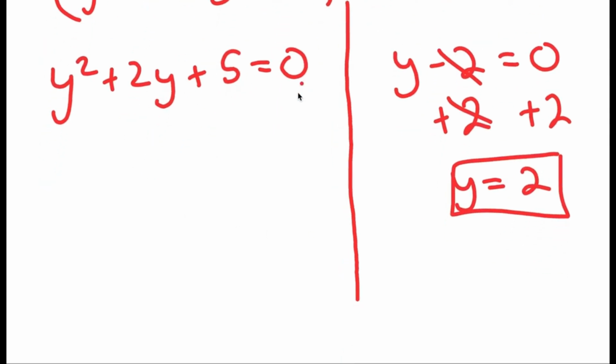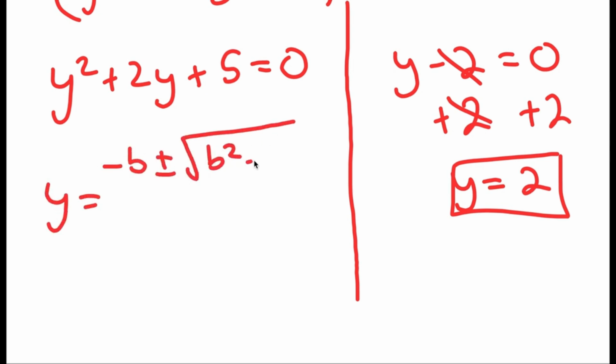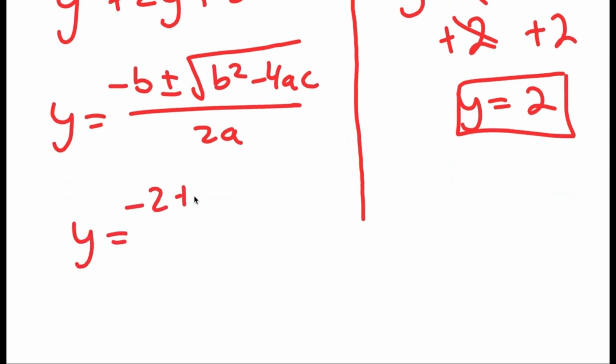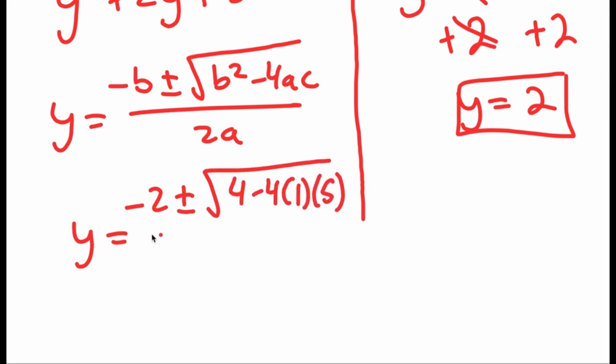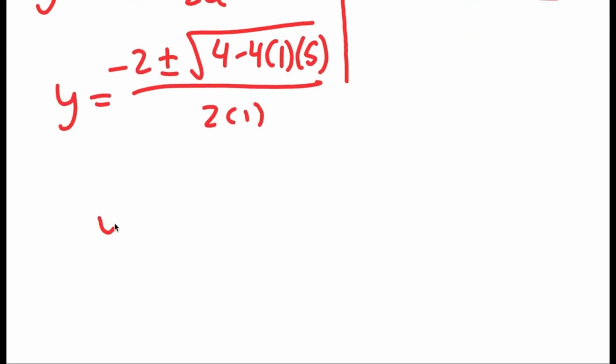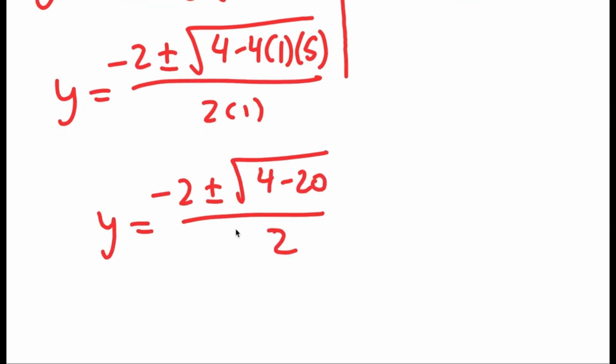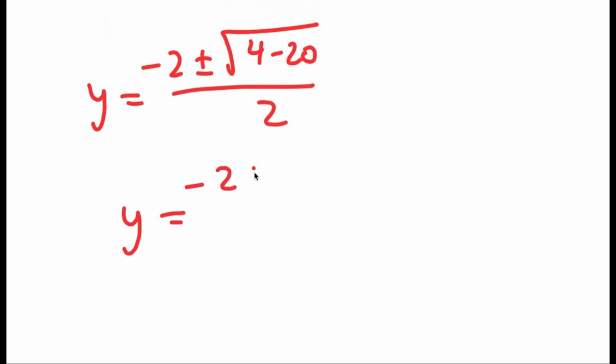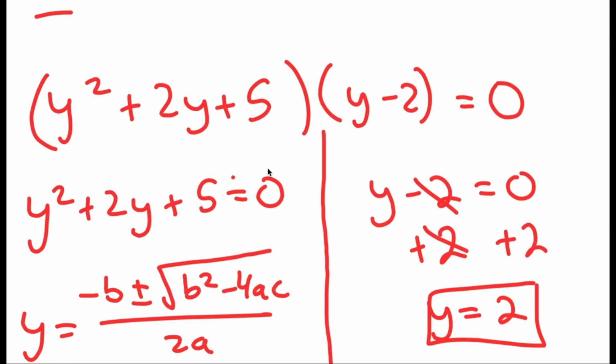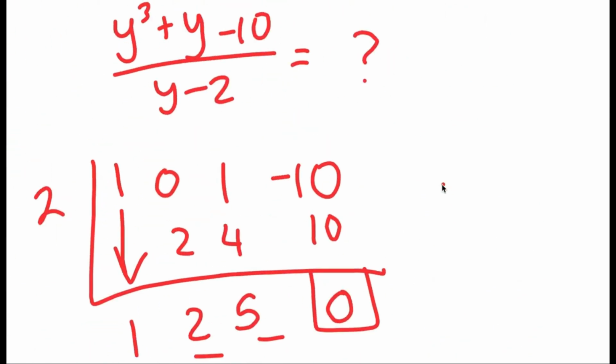And for y squared plus 2y plus 5 equals 0, I'm going to use the quadratic formula, which is negative b plus or minus the square root of b squared minus 4ac all over 2a. So I get y equals negative 2 plus or minus the square root of 2 squared, which is 4, minus 4 times 1 times 5 all over 2 times 1. And this turns into negative 2 plus or minus the square root of 4 minus 20 over 2, which is equal to negative 2 plus or minus the square root of negative 16 over 2. And because we have the square root of a negative number, we cannot use the solution of y, meaning we can only use y equals 2 as a solution.